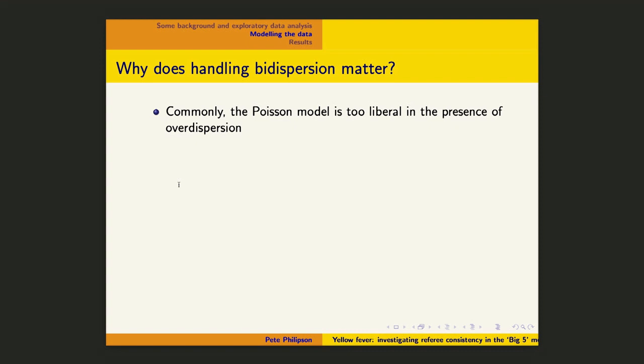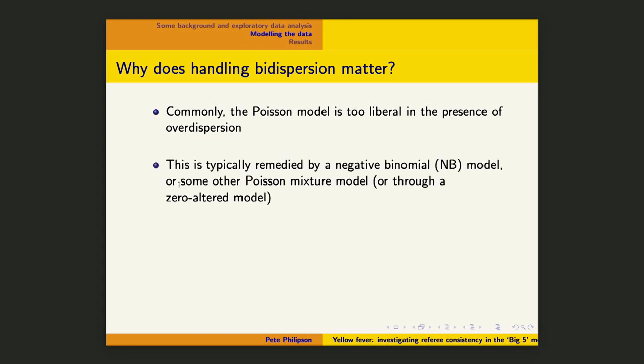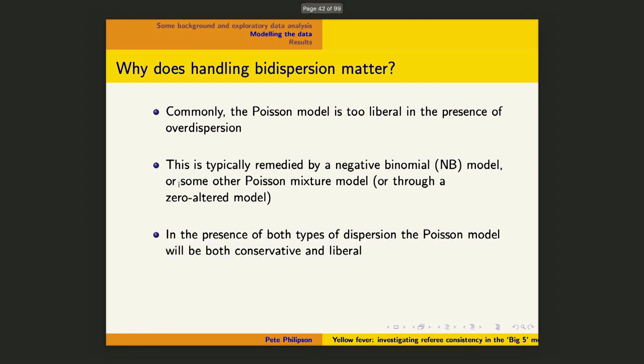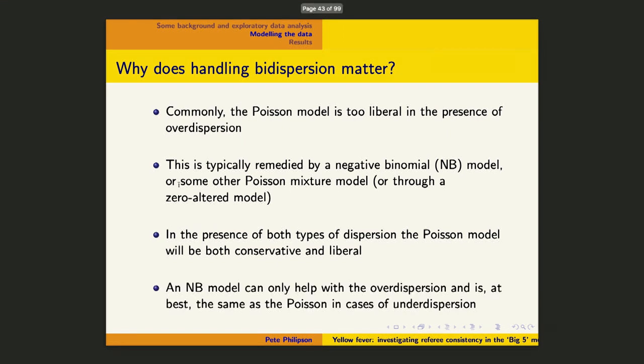So why does handling bidispersion matter? So why can't I just go ahead and fit a Poisson model here? Well, I would argue that the Poisson model is too liberal when you have overdispersion, so it underestimates your standard errors, so you get false significance. So that's typically sorted out by using a negative binomial model, where you then get the correct inference. But if you have both types of dispersion, then the Poisson model will be conservative, but it'll also be liberal within the same model. So sometimes it'll be saying things are significant when they shouldn't be, and sometimes it'll be saying the converse of that as well. So essentially, it'll mess up your inferences if you don't get the variability right.